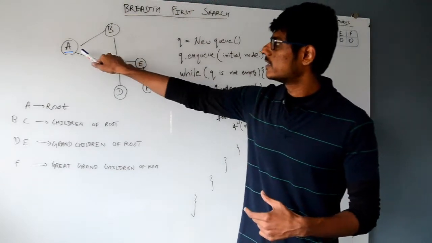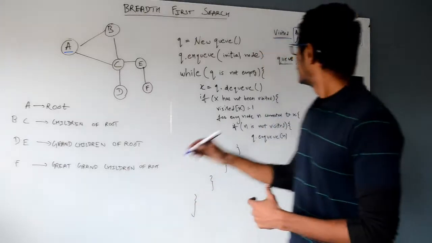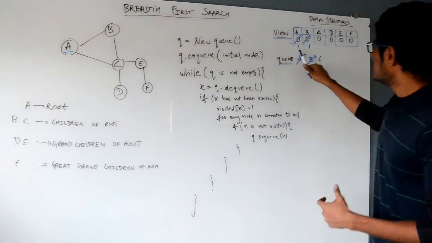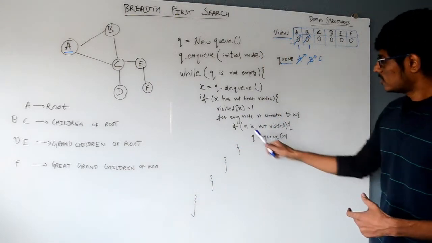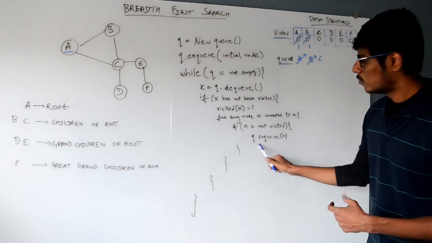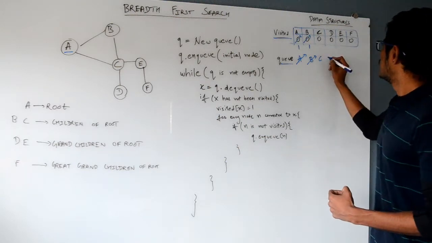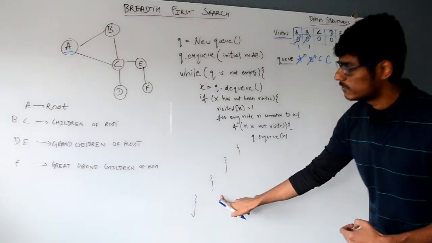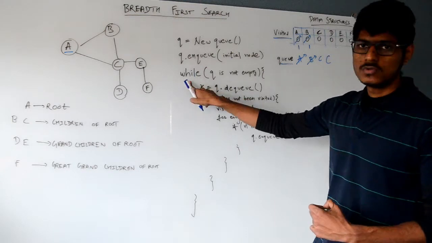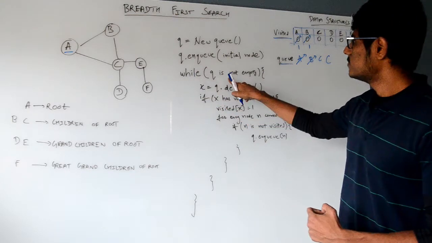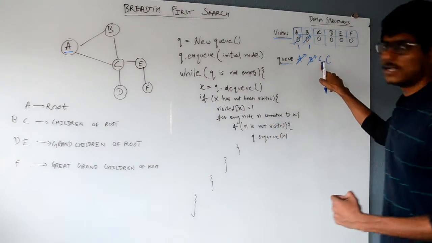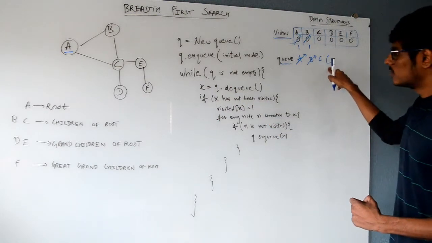As we can see here, B is connected to A and C. Now A and C: A is visited, C is not. So according to this part of the pseudocode, we will only enqueue C. So we enqueue C. Now we are done with this, and again we go to the start of the while loop. Again we check if the queue is empty or not. We see our queue has C and C in it, so it's not empty.